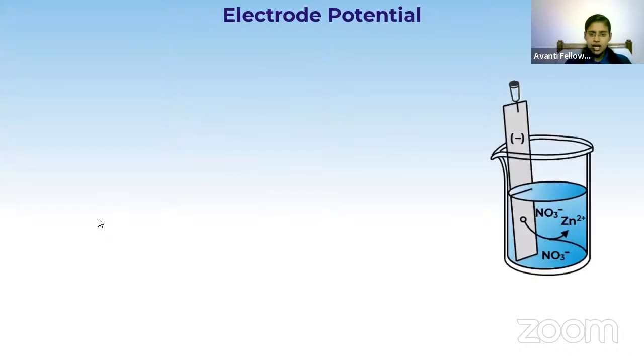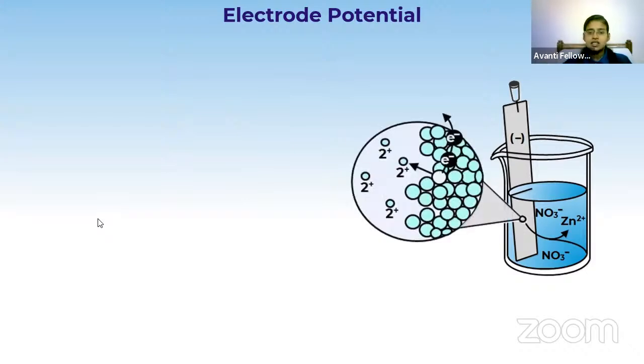So here in this picture, you can see that I have a beaker and one electrode is dipped inside it, and the solution inside the beaker is a zinc nitrate solution. And we have one electrode, right? So it has some ions. The solution is called as electrolyte and this is called as electrode.